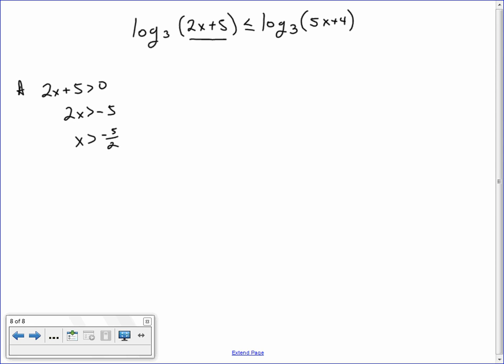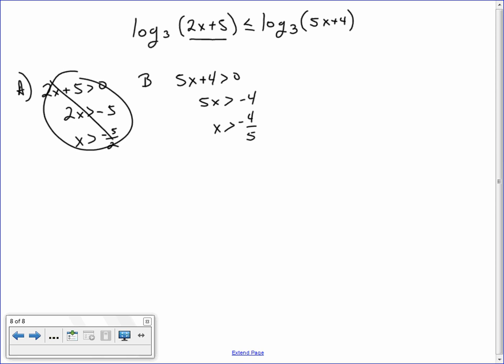Right? Second part. I know that 5x plus 4 has to be greater than 0. So 5x has to be greater than negative 4. So x has to be greater than negative 4/5. Alright? Now since it's got to be greater than negative 4/5, naturally it's going to be greater than negative 5/2, which is negative 2.5. So this one's not necessary.